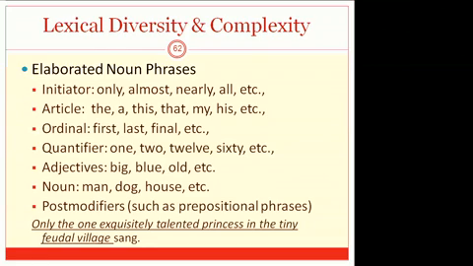For example, we have a simple sentence: "Only the one exquisitely talented princess in the tiny feudal village sang." That's a simple sentence structure. However, it has a very elaborated noun phrase. And within that elaborated noun phrase, which is underlined, you will see many different vocabulary items that are pretty sophisticated, such as exquisitely, feudal, and perhaps even talented. So, when a student is using elaborated noun phrases, be sure to look at what words go into that noun phrase.